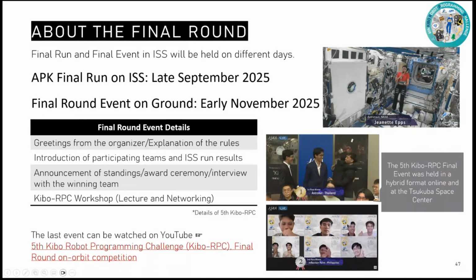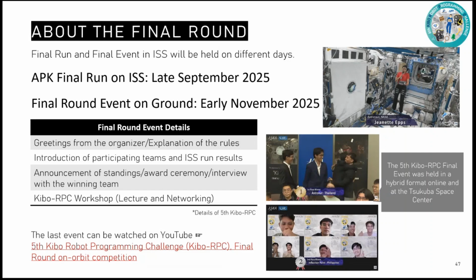Now I will speak a little more about the final round event-wise. You have two events. First, the APK final run, which is scheduled to take place in late September. At this time, the finalist APKs will be run on Astrobee on the ISS. The finalists can watch the video of their run, but the results will not be announced that day. So you cannot see the other teams' runs.